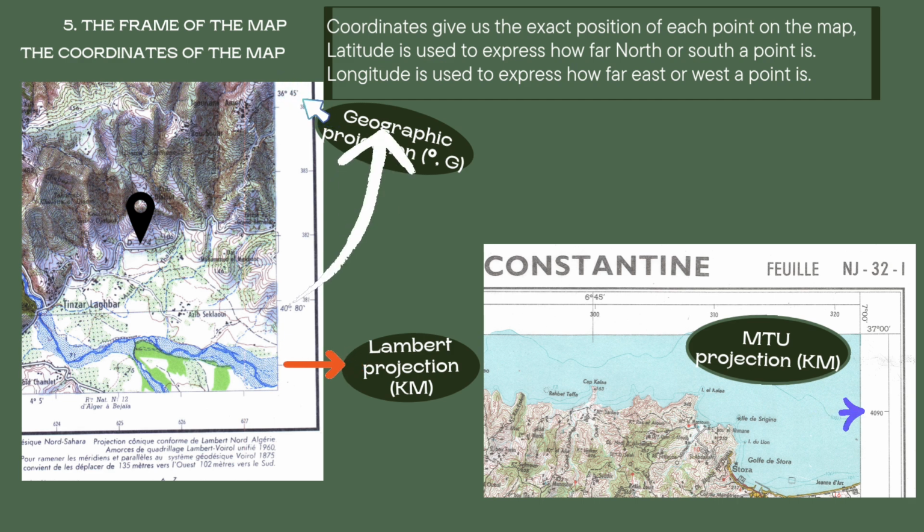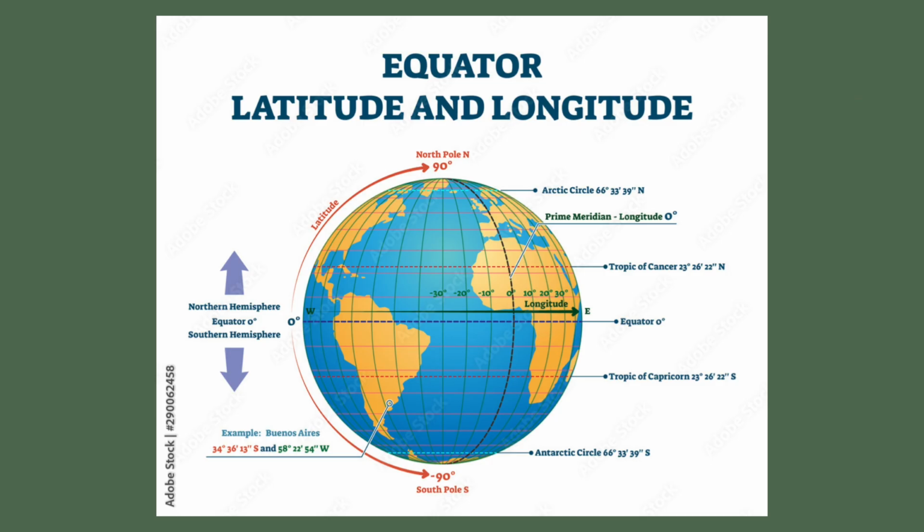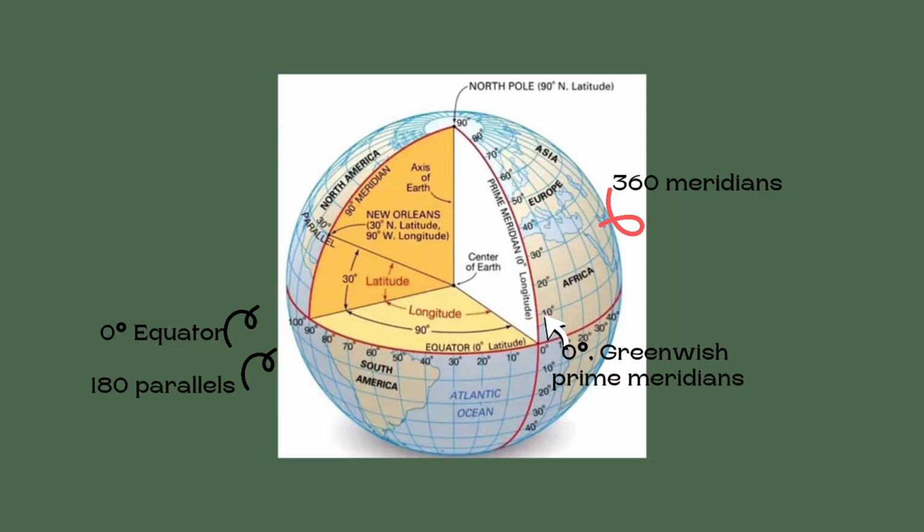There are two kinds of coordinates. Geographic coordinates or angular use degrees or grads. There are also kilometric coordinates or planar use linear measures like meters or feet. For example, we have UTM and Lambert.